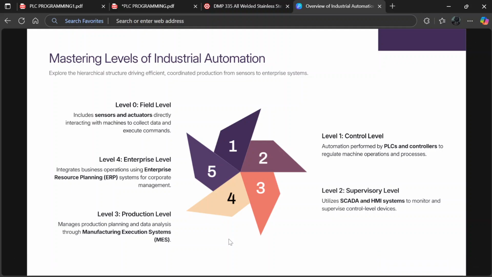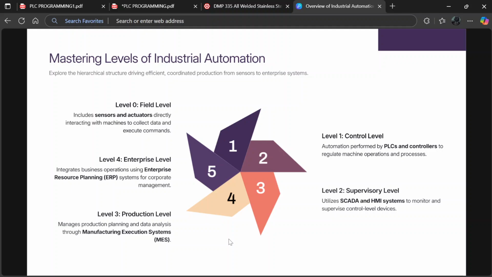Now, just explaining industrial automation levels, because if you want to be an automation engineer, you need to understand the hierarchy of automation. You have to appreciate the hierarchy of automation. So level 0 is field level. This is where you get your sensors. You have your sensors and actuators.